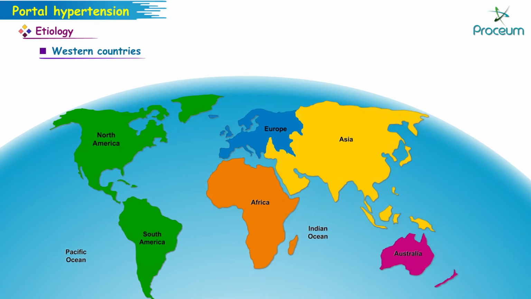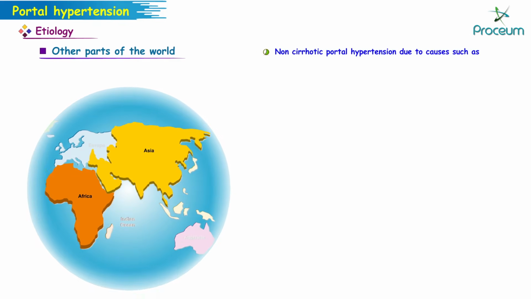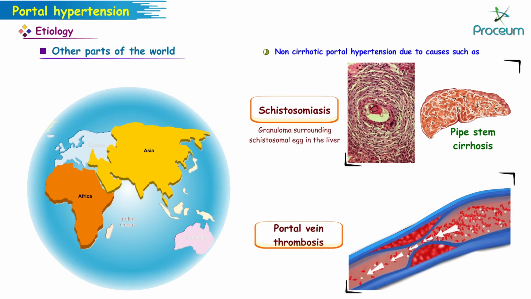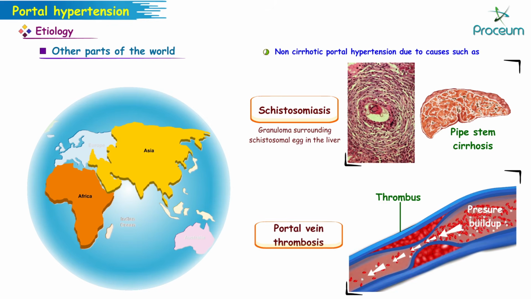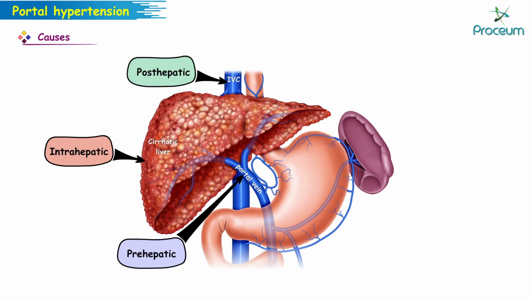In Western countries, portal hypertension is typically the result of cirrhosis, with non-cirrhotic portal hypertension accounting for less than 10% of all the cases. In other parts of the world, non-cirrhotic portal hypertension due to causes such as schistosomiasis and portal vein thrombosis are the leading causes of portal hypertension. The causes of portal hypertension can be classified into prehepatic, intrahepatic, and posthepatic components.